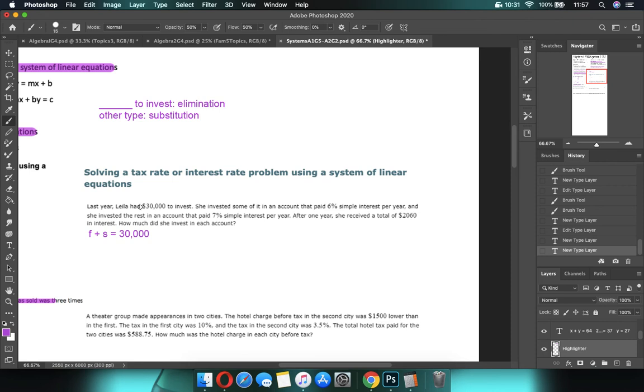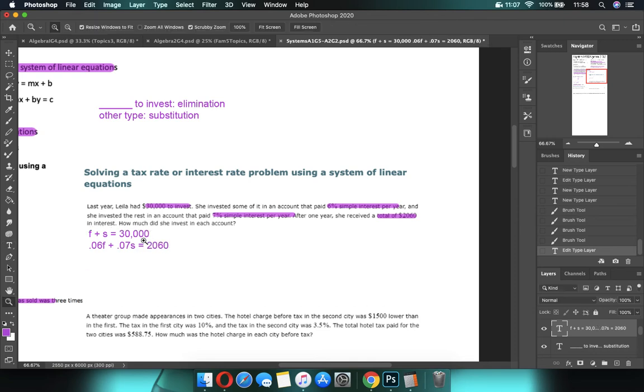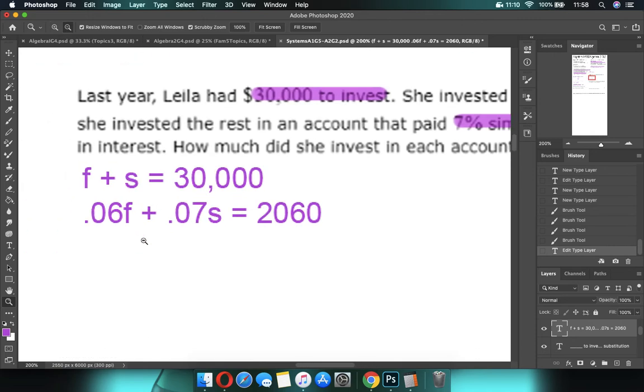So the total to invest was the first thing we knew about. That's what gave us the elimination, so we knew what to keep up for there. Then one account is 6% simple interest, and the other account is 7% interest, with a total, which is another hint that means addition, of 2060. So what does that mean? We have 0.06 for our first account, and 0.07 for our second account, and they add up to a total of 2060. There is our setup.